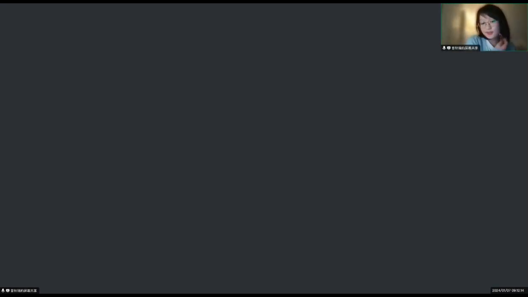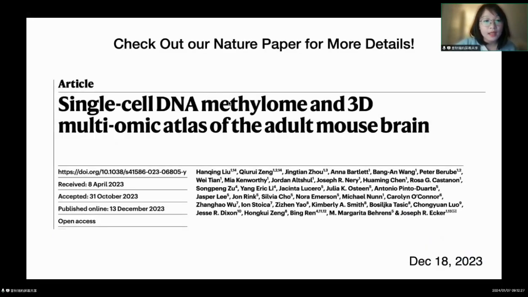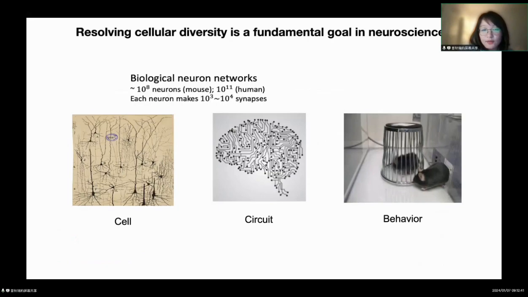Okay, so today I want to talk about my recent work, which is mainly to build a cell taxonomy and the multi-omic map of the adult mouse brain. Due to the time limit, I will only be covering part of our paper. If you're interested in more details, please check out our paper online in Nature. Before I dive into more details, I want to give you some brief introductions.